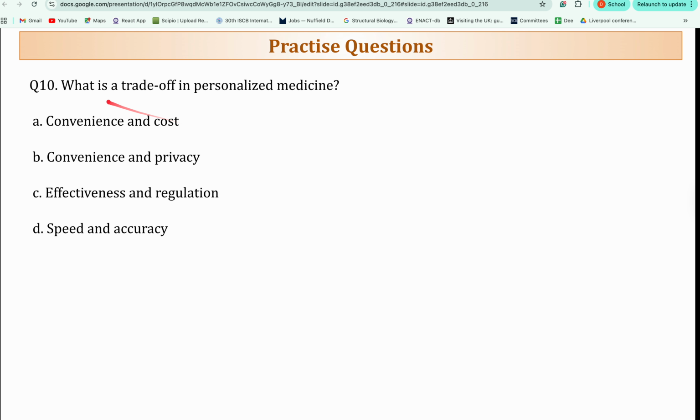Next question is, what is a trade-off in personalized medicine? Option A, convenience and cost. Option B, convenience and privacy. Option C, effectiveness and regulation. And option D is speed and accuracy. Okay, the right answer is convenience and cost. This is the trade-off in personalized medicine. We have to trade off convenience and cost.